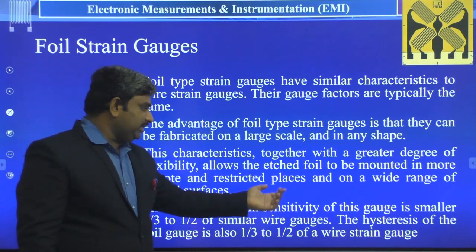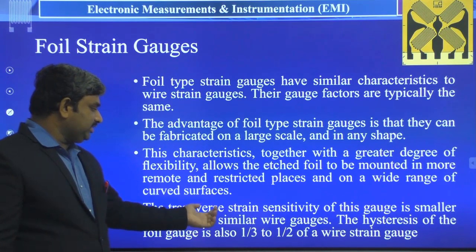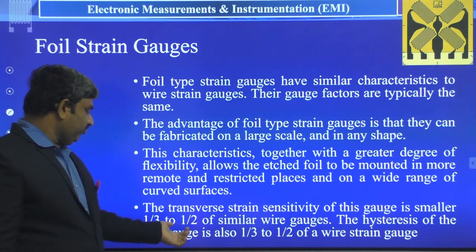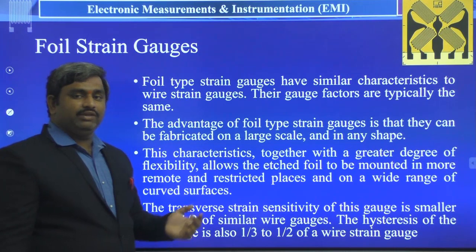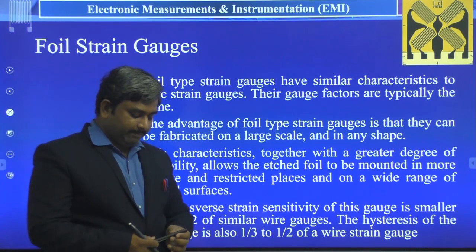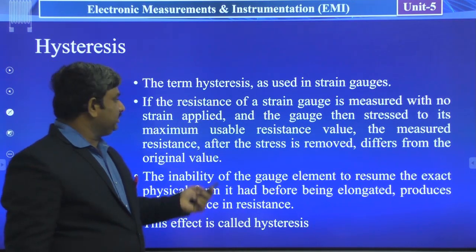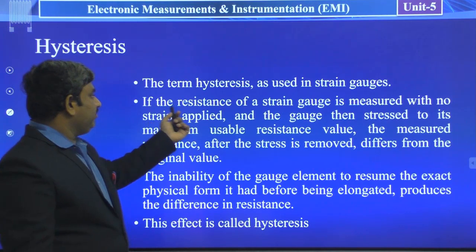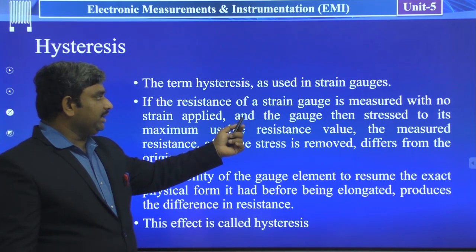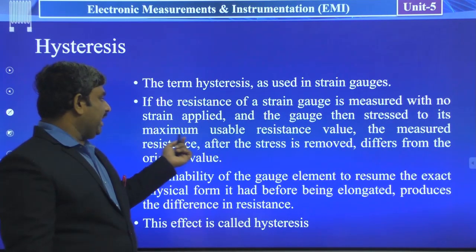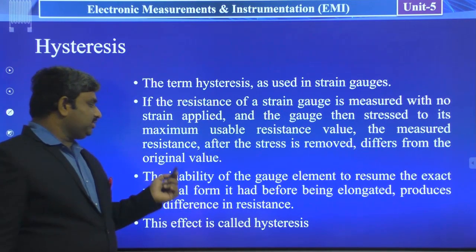The transversal strain sensitivity of this gauge is smaller, one third to one half that of similar wire gauges. The hysteresis of the foil gauges is also one third to one half that of the wire strain gauges. Their hysteresis losses are also very small compared to other strain gauges. The term hysteresis is used in strain gauges as follows: if the resistance of the strain gauge is measured with no strain applied, and the gauge is then stressed to its maximum usable value, the measured resistance after the stress is removed differs from the original value.